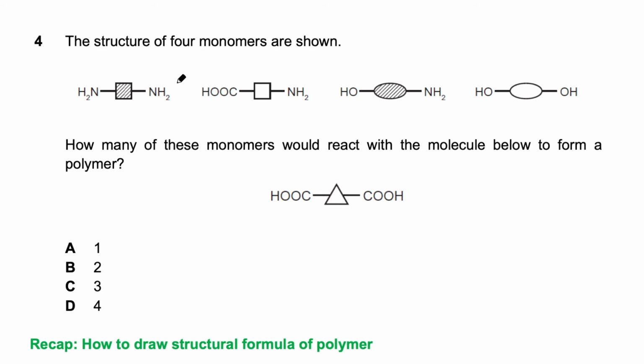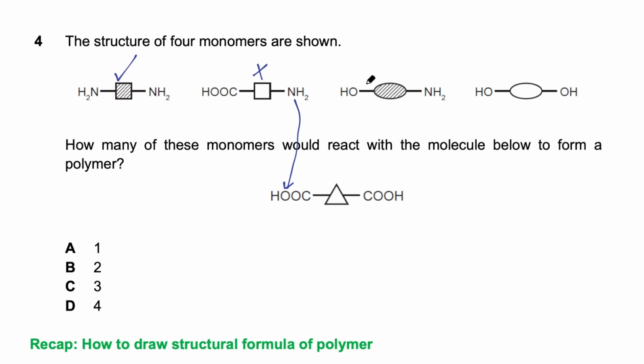Question 4, a little bit more challenging. How many of these monomers will react with the molecule below to form a polymer? We have a diamine and a dicarboxylic acid. Definitely they are compatible. We have a carboxylic acid and an amine here. Carboxylic acid. You can't, because you have too many of this. The moment this reacts with this, that's it. The chain stops there. So this one will never be able to form a polymer, even though this and this could react.